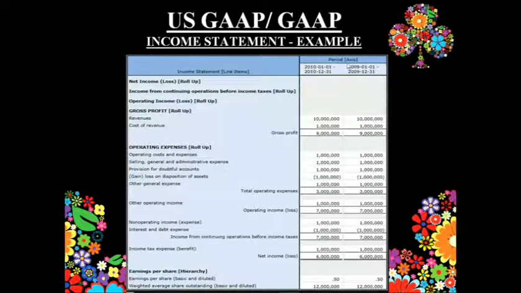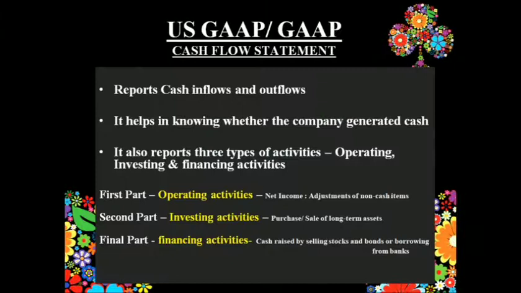So you could see both current year and previous year data are shown, a kind of comparison. So this is how income statements are prepared. The next one is the cash flow statement. A balance sheet is prepared in order to show the financial position of the company.